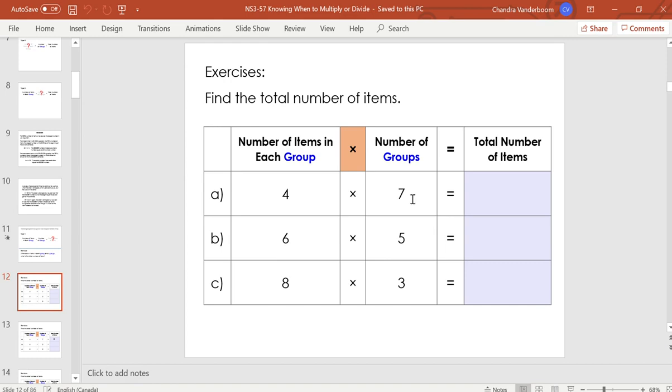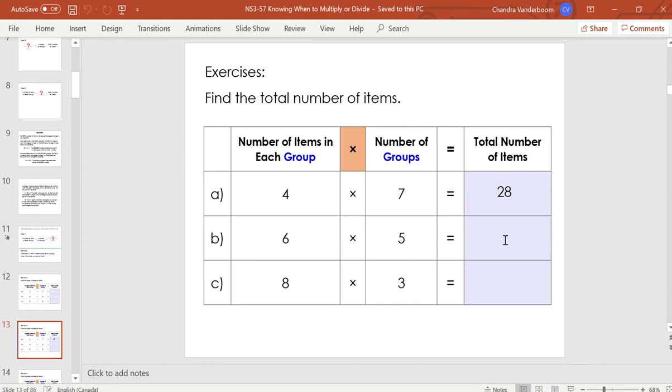If we know our 4 or 7 times tables, or we skip count, let's skip count by 4s and put your fist up and count up to 7 fingers. We have 4, 8, 12, 16, 20, 24, 28. There we go. How about if we have 6 items in each group and 5 groups?